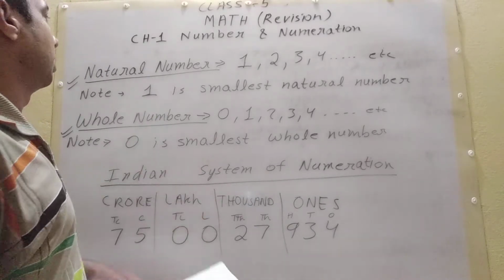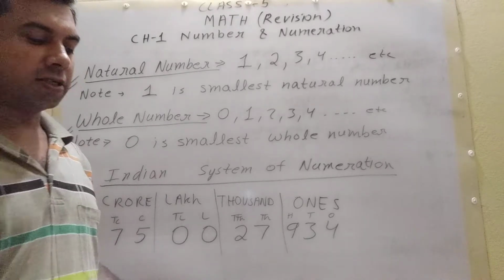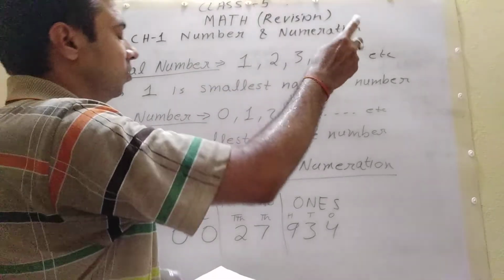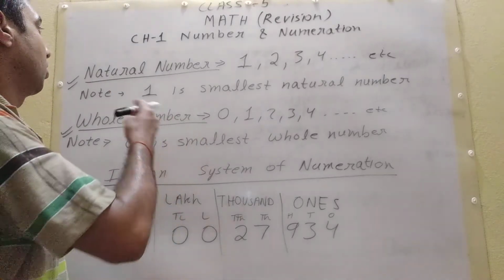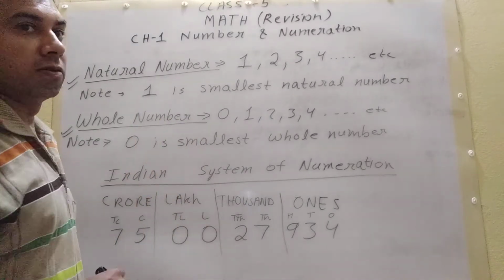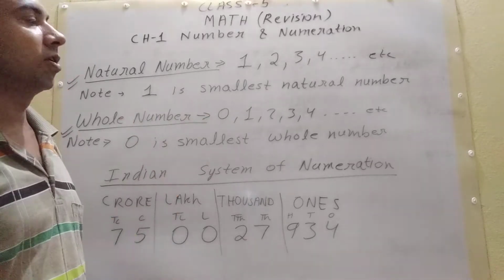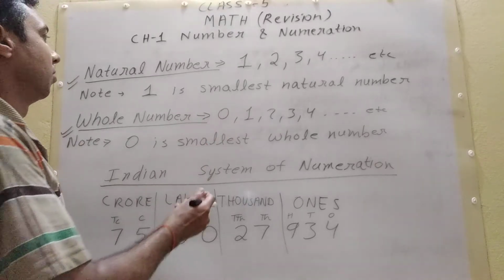Chapter 1, number and numeration. So, natural numbers. To count objects we use numbers 1, 2, 3, 4, etc. These are called natural numbers or counting numbers. Note, 1 is the smallest natural number.